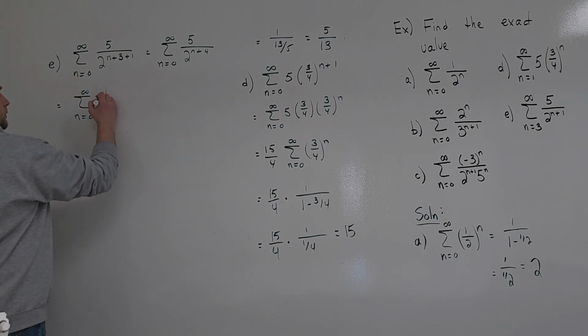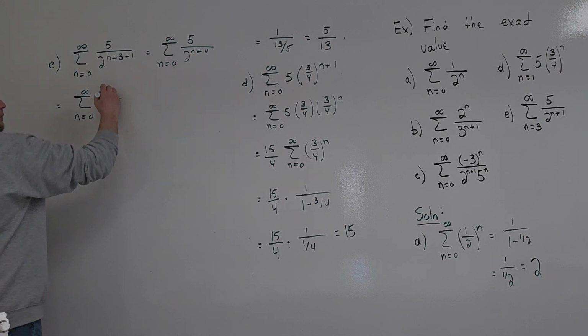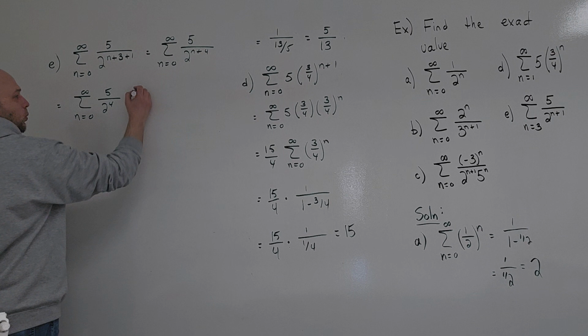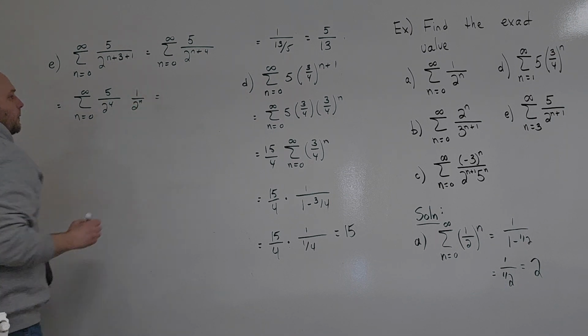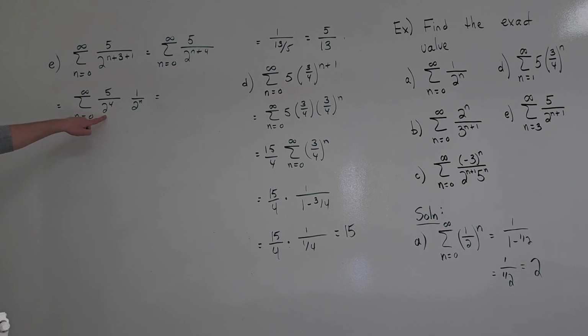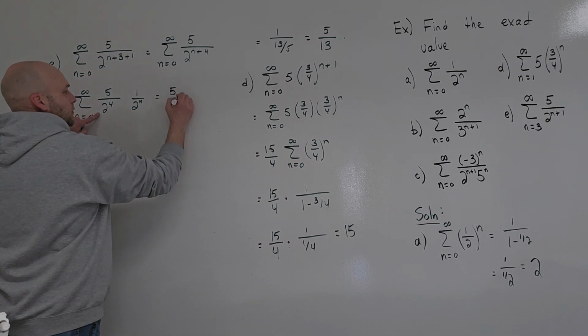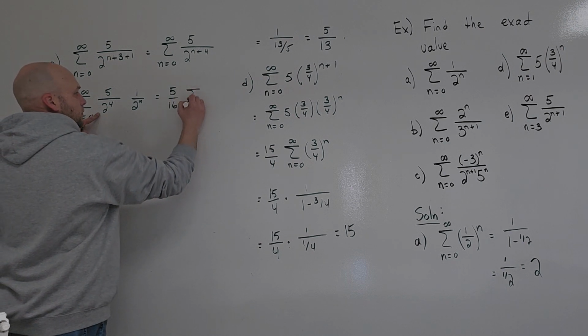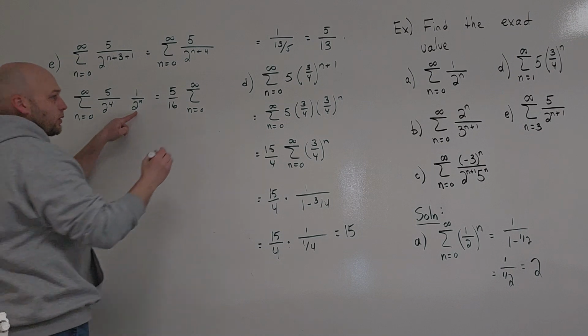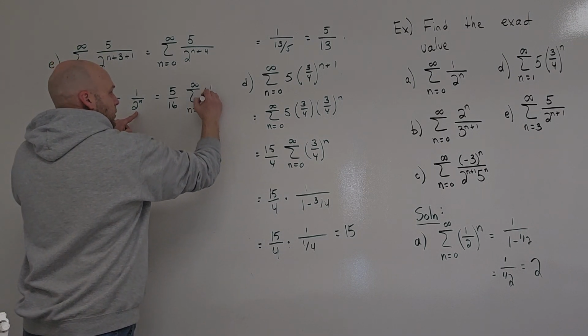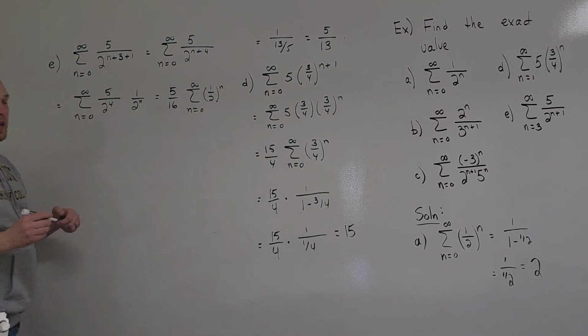We could also bring that 5 out as well, and then that would be 1 over 2 to the n. 2 to the 4th would be 16, so I can bring out 5 over 16 in front of the summation. And then I'll rewrite 1 over 2 to the n as 1/2 to the n.